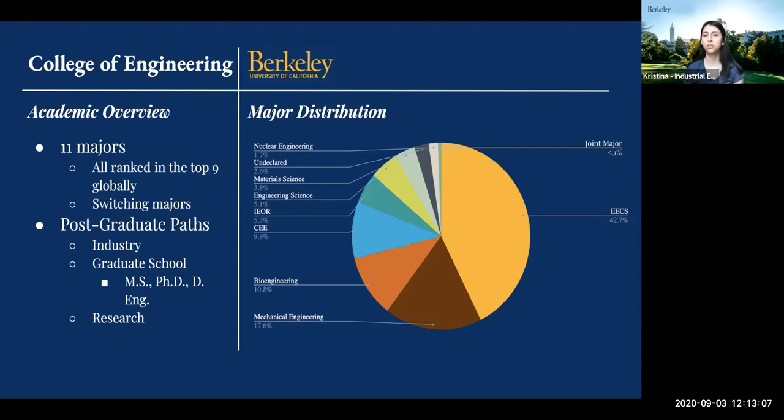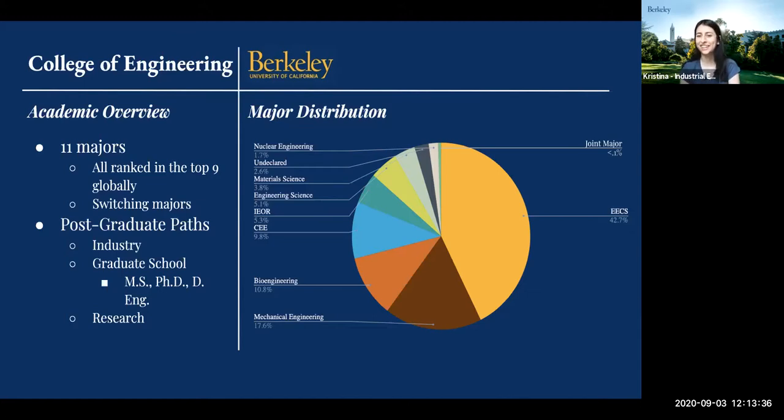The engineering school as a whole, Berkeley is ranked 3rd overall globally. So you're getting some of the best professors, the best education in the world. And then also a really good thing about already being in the College of Engineering is that you have the capacity to switch majors within the college. So especially for those of you that are interested in electrical engineering, computer science, you cannot transfer into that major unless you are already in the college.